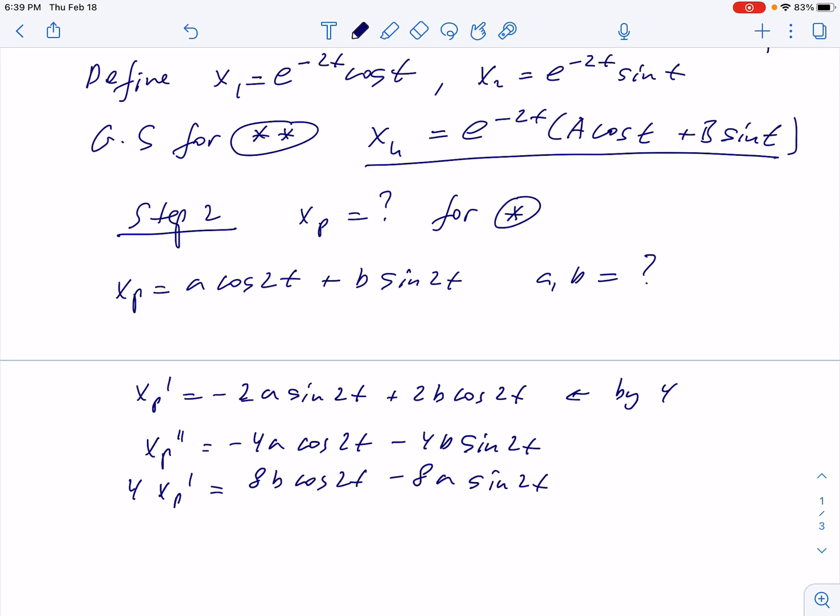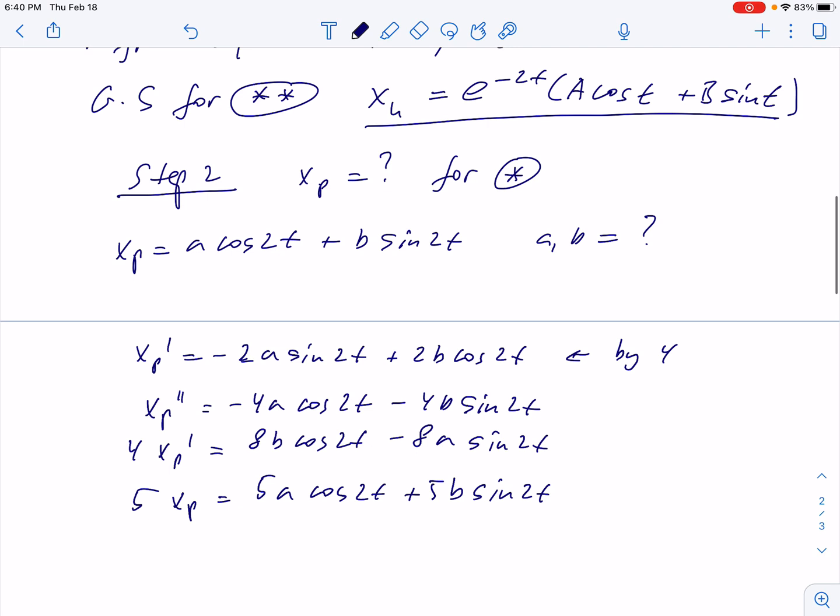And then we have 5 times xp. This will be 5a cosine 2t and 5b sine 2t. So we're adding these 3 lines.